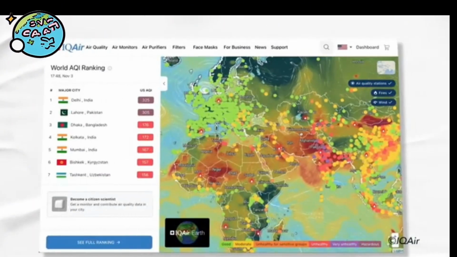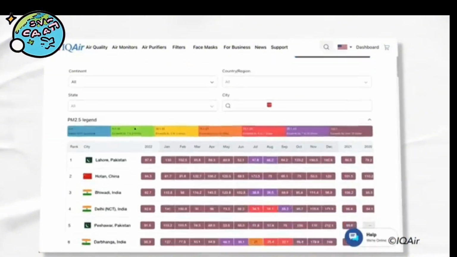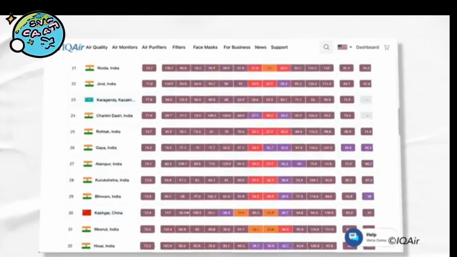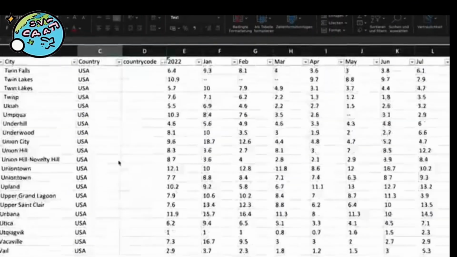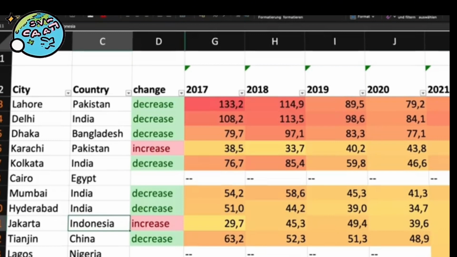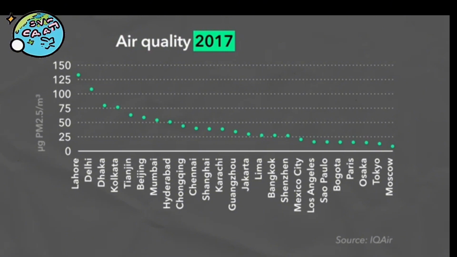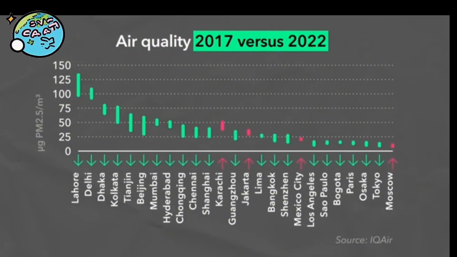We analyzed a database from the Swiss company IQAir, which shows average levels of PM 2.5 for more than 7,000 cities over the past 5 years. We put it in a big Excel sheet and checked the list of the world's biggest cities, those with more than 10 million people. For those 25 cities, it seemed that air quality got better in almost all of them.